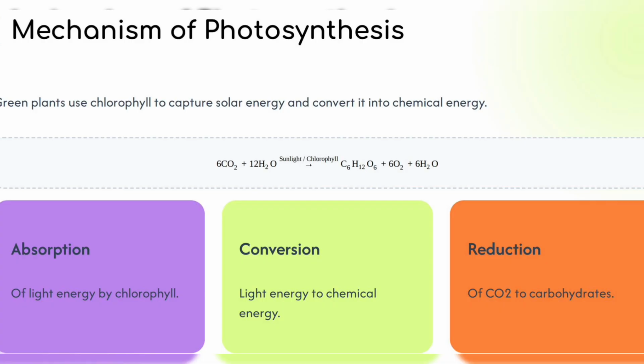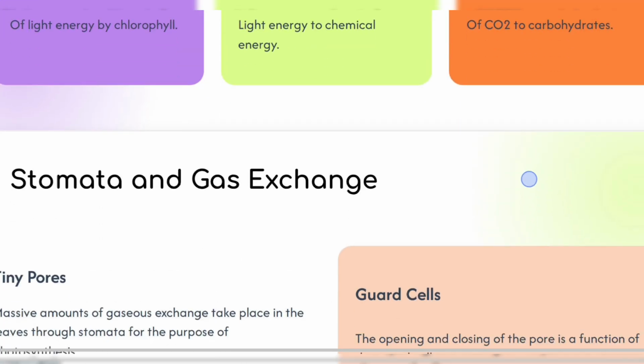In absorption, chlorophyll absorbs light energy from the sun, and in conversion, light energy is converted into chemical energy. And in reduction, carbon dioxide is reduced to form the carbohydrates. Okay, this is about mechanism of photosynthesis. Next, we will study about stomata and gas exchange.